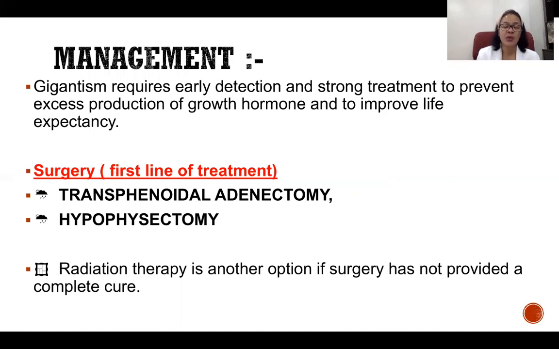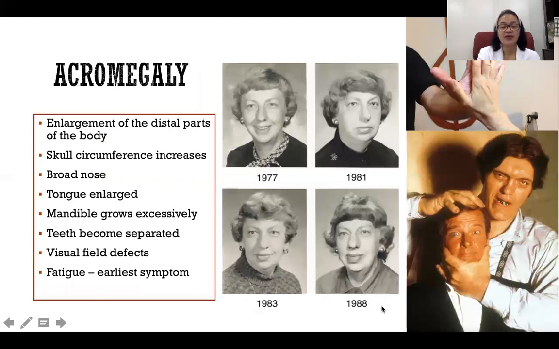And to manage, since the main etiology is the presence of a tumor or a mass, surgery is the first line of treatment. You can have a transsphenoidal adenectomy or hypophysectomy. It requires early detection and strong treatment to prevent excess production of growth hormone, and therefore it improves life expectancy. Radiation therapy is another option if the surgery will not provide a complete cure. So that is for gigantism.